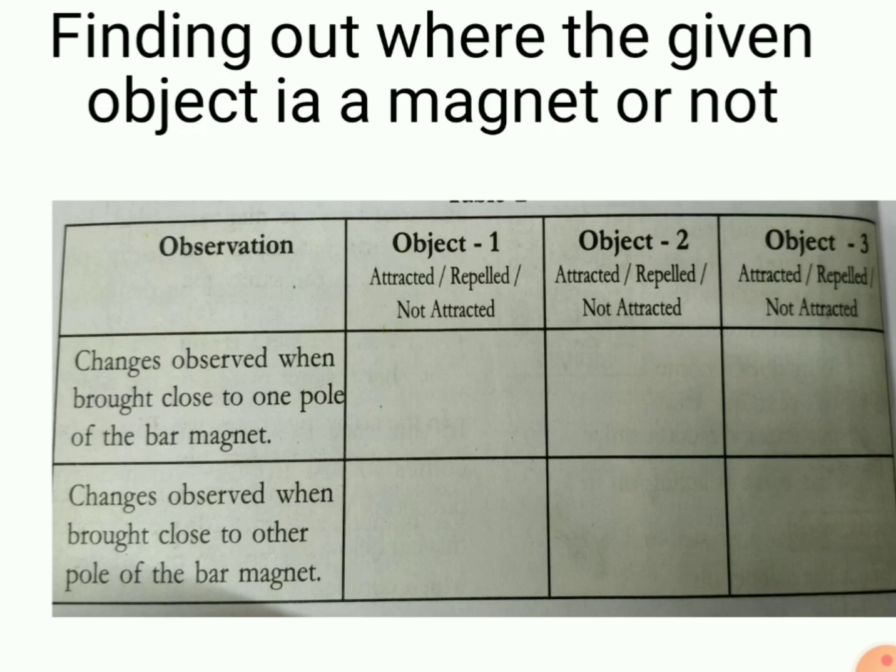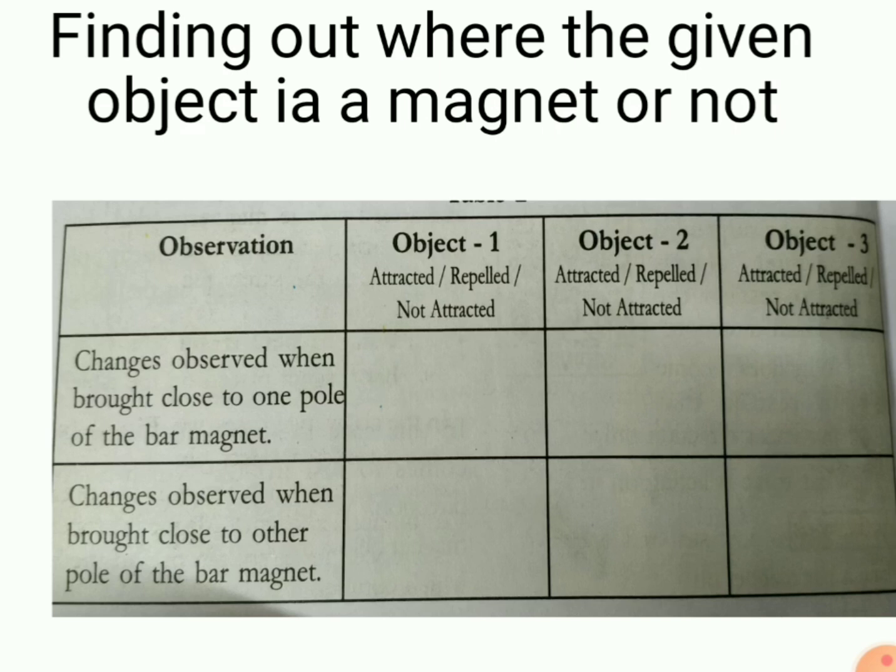If an object is attracted by one pole of a bar magnet and repelled by the other pole, that type of object is said to be a magnet. If an object is attracted by both the poles, it is a magnetic substance, not a magnet. And in the same way, if an object is neither attracted nor repelled by the magnet, we already know it's a non-magnetic substance. That is the way to find out whether the given object is a magnet or a magnetic substance. You can find that out by this simple activity.